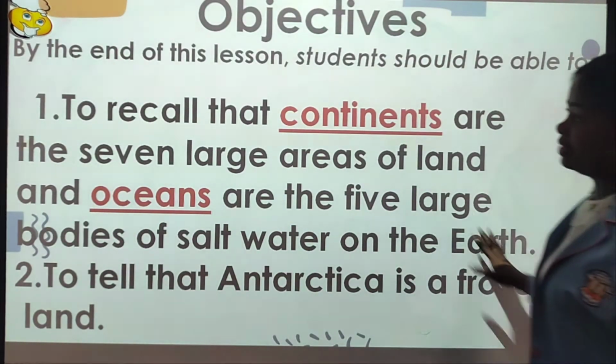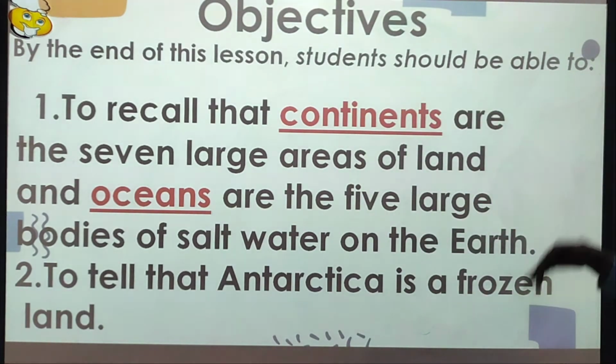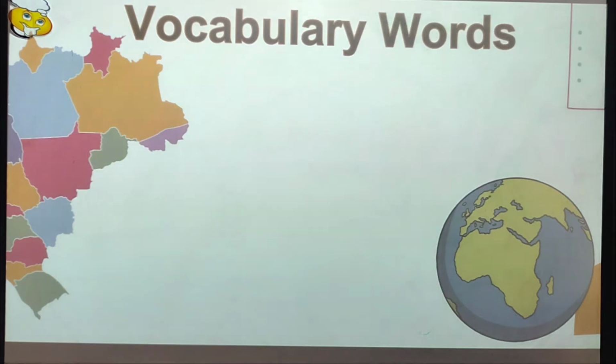Our lesson objectives. At the end of this lesson, students should be able to, number one, recall that continents are the 7 large areas of land, and oceans are the 5 large bodies of salty water on Earth. Number 2, tell that Antarctica is a frozen land.